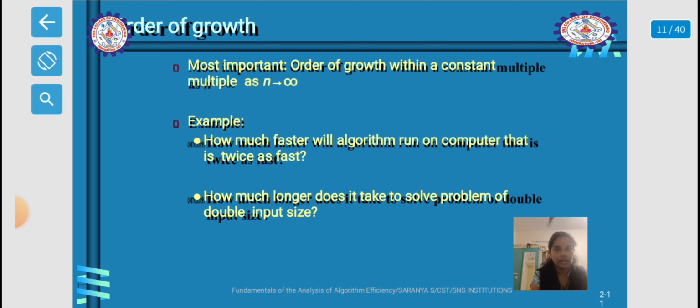For example, how much faster will the algorithm run on a computer that is twice as fast? That is, they are twice as fast. How much longer does it take to solve the problem with double the input?